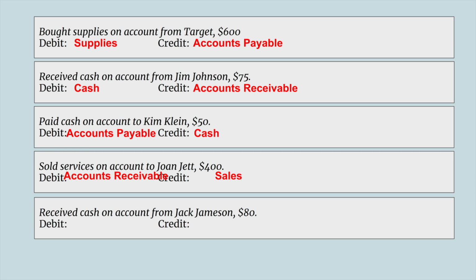And the last one, we received cash on account from Jack Jameson for $80. So we received cash. Cash is increasing, therefore cash is going to be our debit. And our credit is going to be, which one do you think? Accounts payable or accounts receivable? Let's look. On account from Jack Jameson. So he paid us money that he must have owed us prior. So we are going to debit cash and credit accounts receivable. We're receiving the money that he owed us prior.